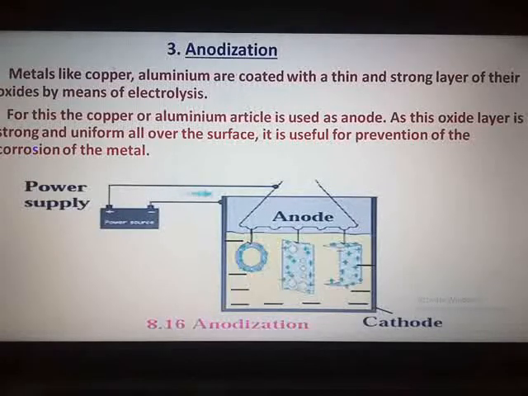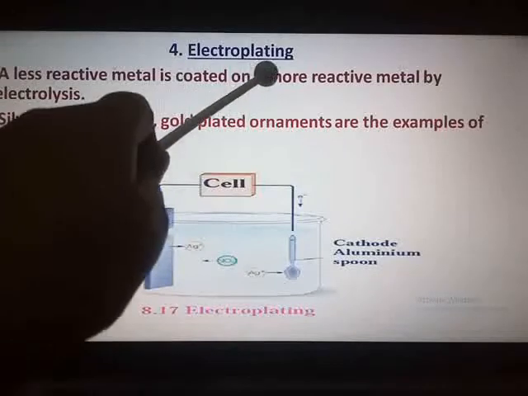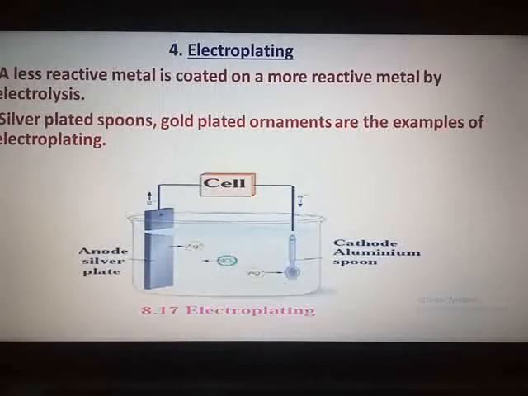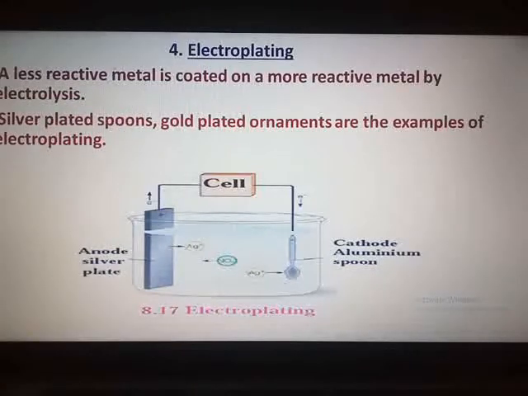The fourth technique is electroplating. Here, a less reactive metal is coated on a more reactive metal by the process of electrolysis. Silver plated spoons or gold plated ornaments are examples of electroplating. You know, the Bentex roll gold and all such ornaments are good examples of electroplating.